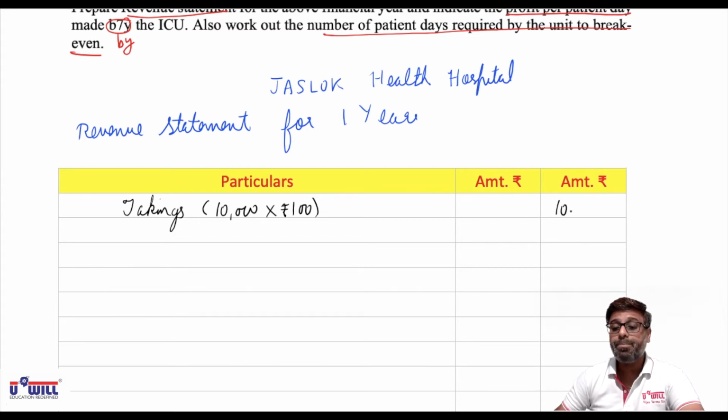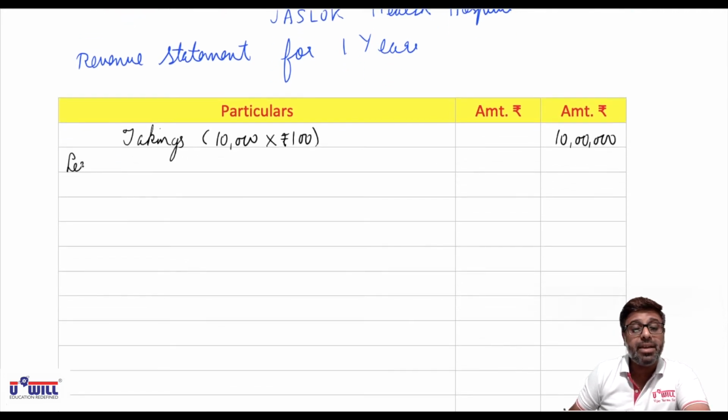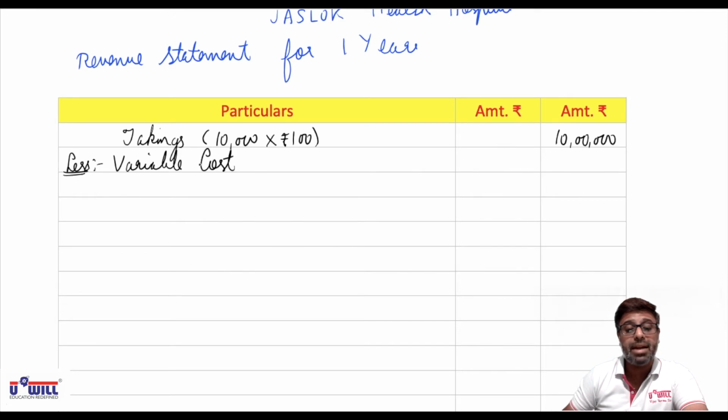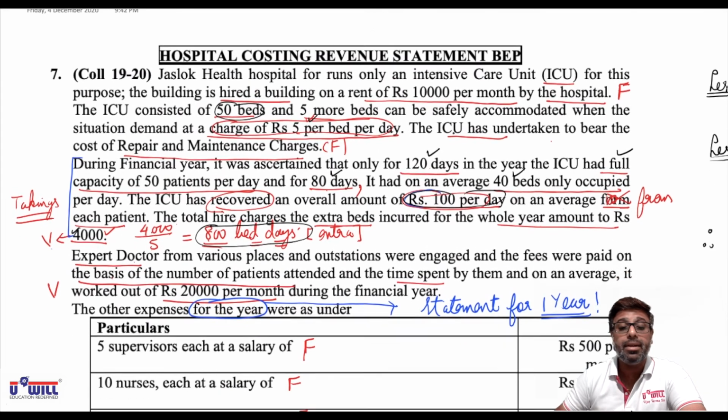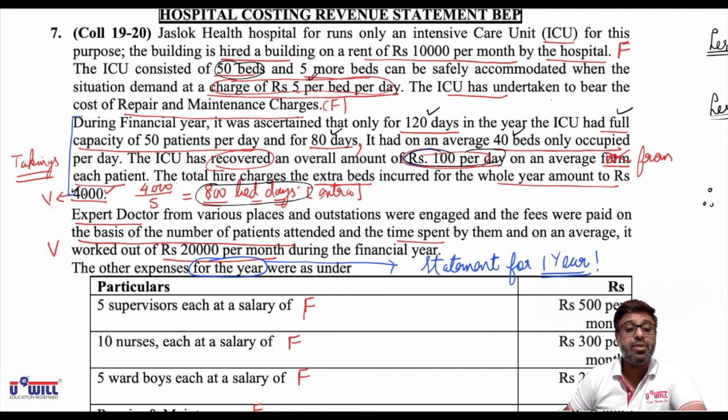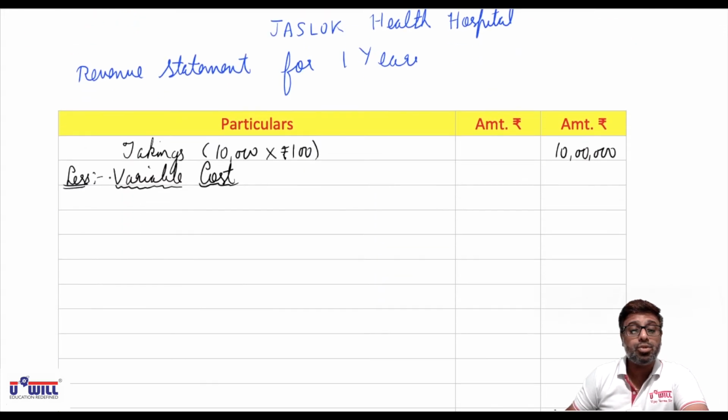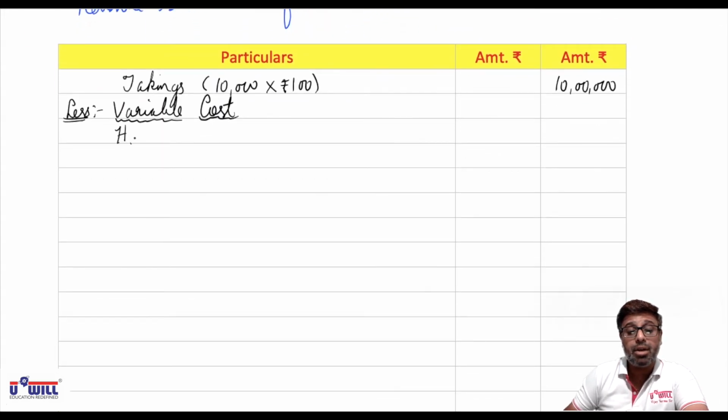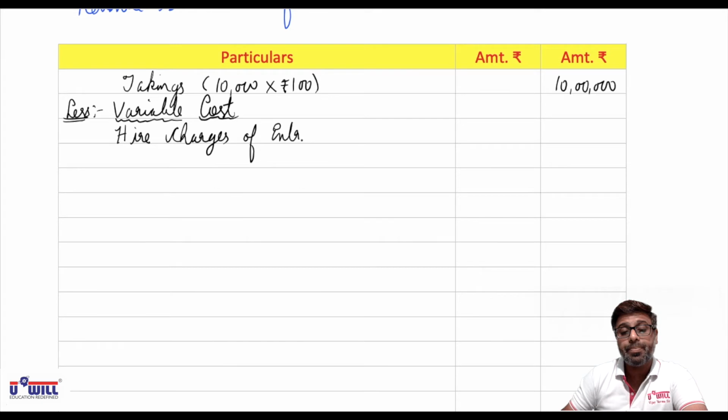Okay, now from that 10 lakh, first we will subtract variable cost. All the V marked items so that we can get the contribution. So what all items are marked as V from the very beginning? Very first, this higher charges of extra bed, 4,000 rupees. So all of you write down higher charges of extra beds, that is 4,000.